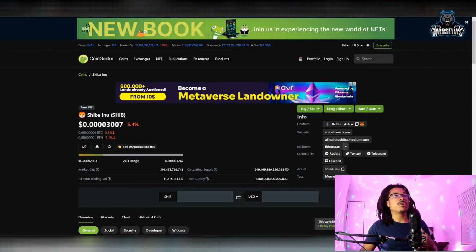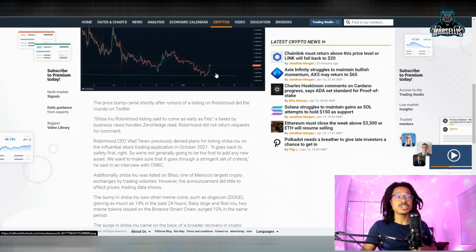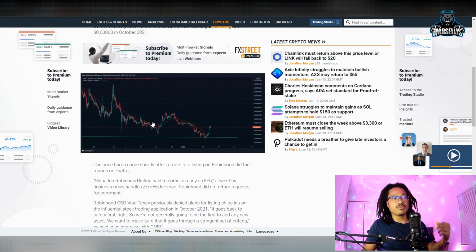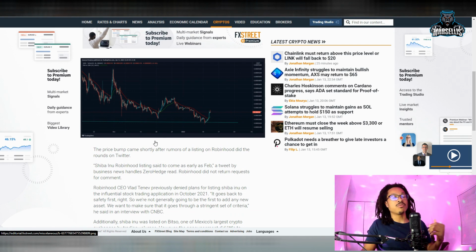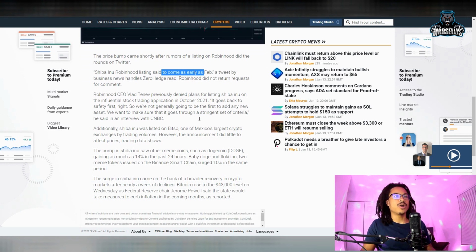So the next thing I want to show here with Shiba Inu is this whole 16% surge in the actual tweet, and the rumors that have been circulating. The price bump came shortly after rumors of a Robinhood listing did the rounds on Twitter. It was going crazy on Twitter. Shiba Inu Robinhood listing set to come as early as February, read a tweet by business news handle Zero Hedge. Robinhood did not return requests for comment.